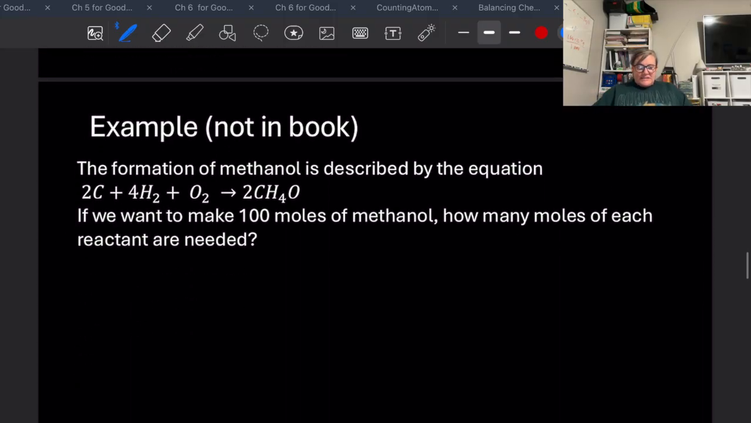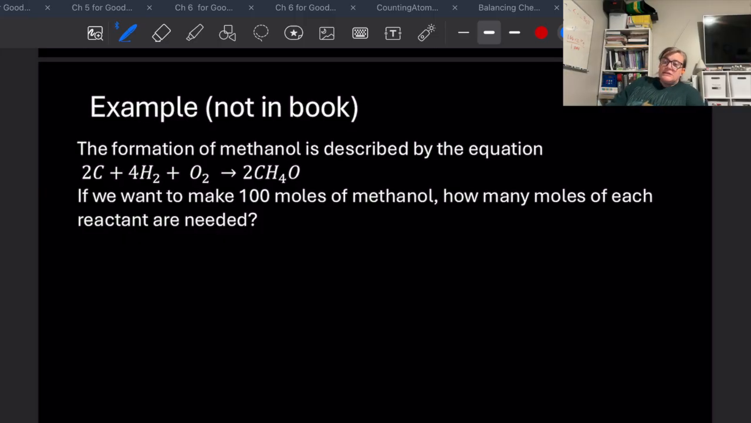Okay, this is an example that we're going to do. This is not listed as an example in your book. I don't remember, it might be a CC. No, it's not a CC question. I don't actually know where I got this. This was in my notes from the last time I taught this.